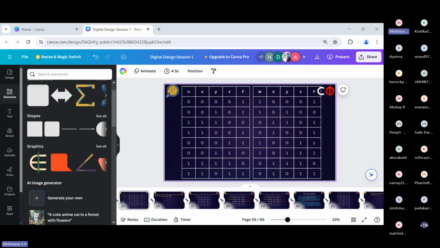Or let's go with the second term then. What do you think the second term is going to correspond to? W0, X0, Y1 and Z0. What do you think this stands for? Yeah, that's right. That's correct. What do you think the second term is going to be? Come on guys, put your answers in the Q&A section.